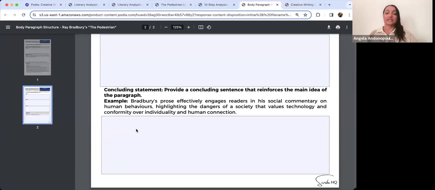Provide a concluding sentence that reinforces the main idea of the paragraph. So for example, Bradbury's satirical prose effectively engages readers in his social commentary on human behaviours, highlighting the dangers of a society that values technology and conformity over individuality and human connection. So that's just an example, explicitly linking it back to that question, another big tick. Okay, so that's option 1.